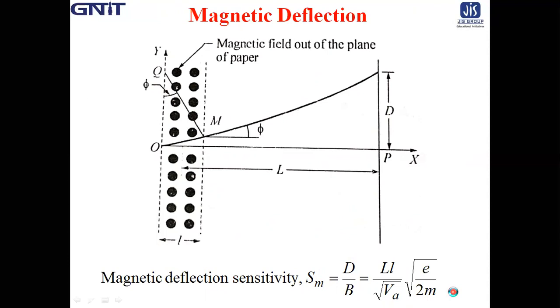So, the sensitivity depends on the ratio e by m. Electrostatic deflection sensitivity is independent of anode voltage, but magnetic deflection sensitivity is inversely proportional to the square root of the anode voltage, and it also depends on the ratio e by m.